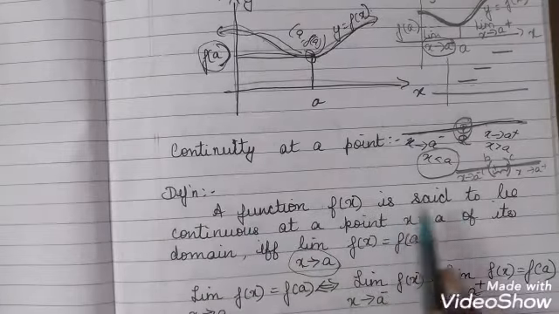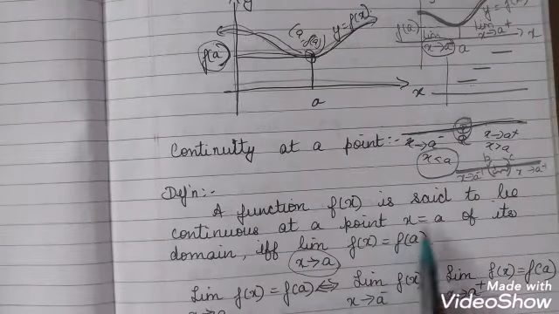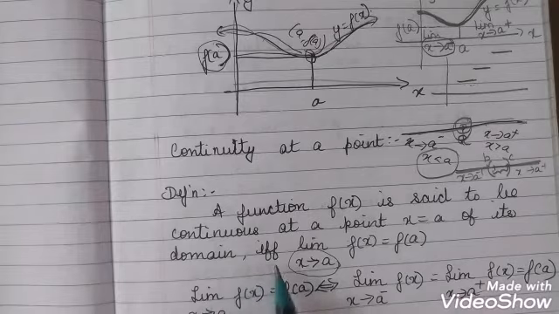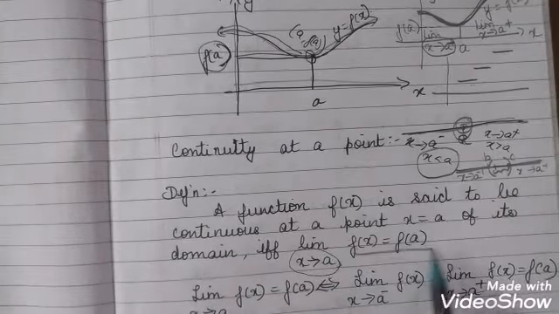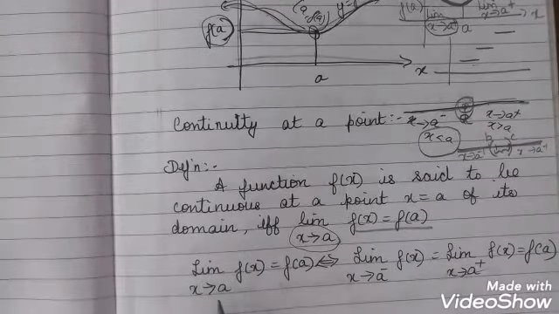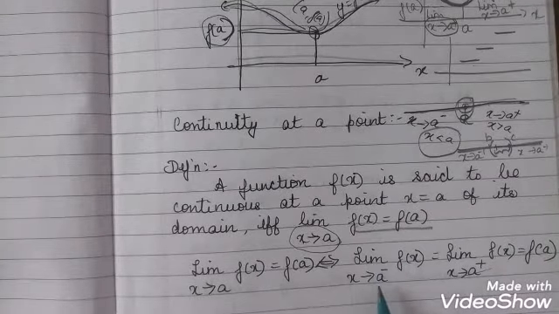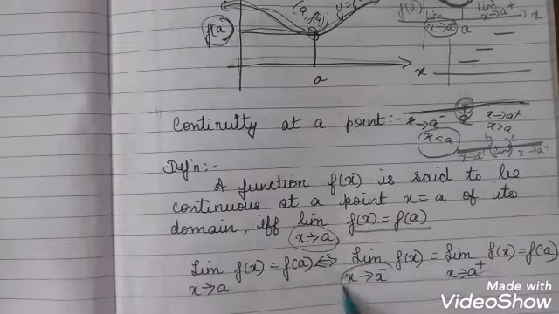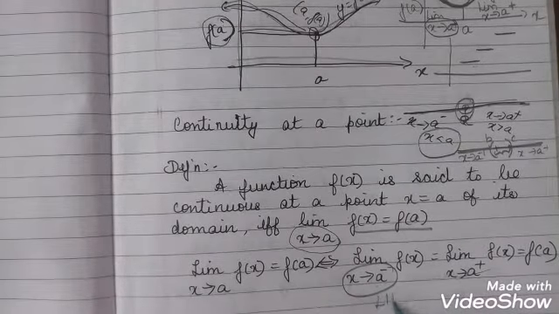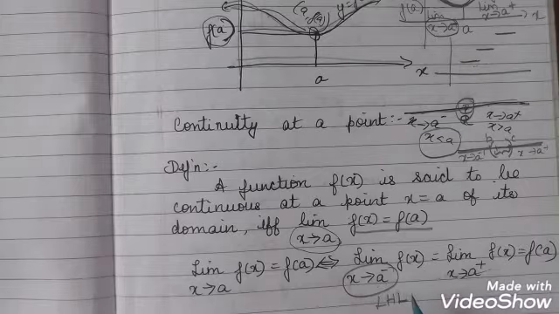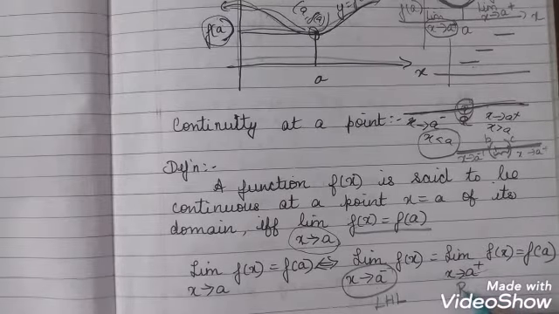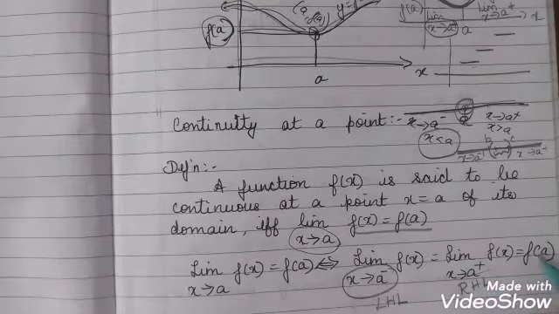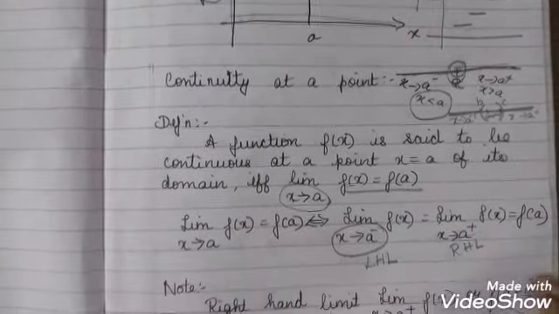A function f of x is said to be continuous at a point x is equal to a of its domain if and only if the limit of x tending to a, f of x is equal to f of a. In other words, we write it like this. Limit of x tending to a minus, I told you this is nothing but your left hand limit. In short, I will write it as LHL here, and that is equal to limit of x tending to a plus. So this one we call the right hand limit, that is equal to f of a. This is what you have here.